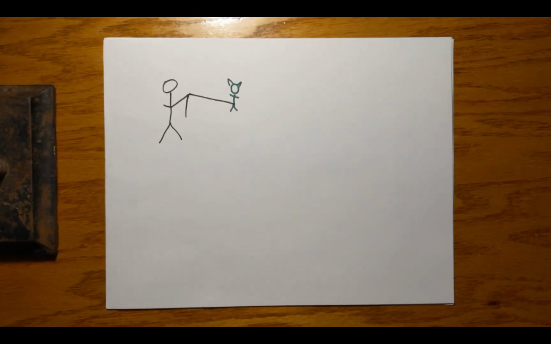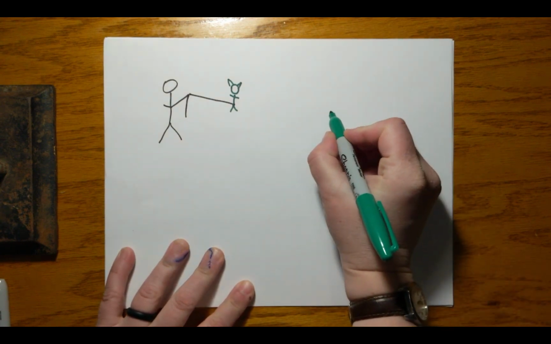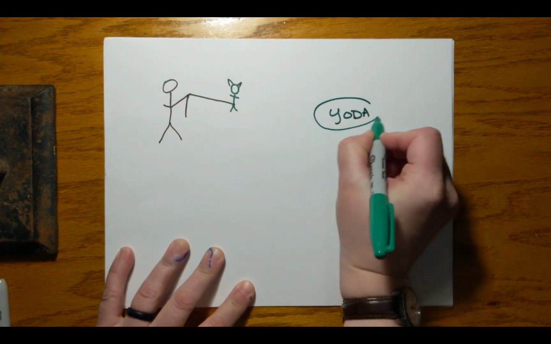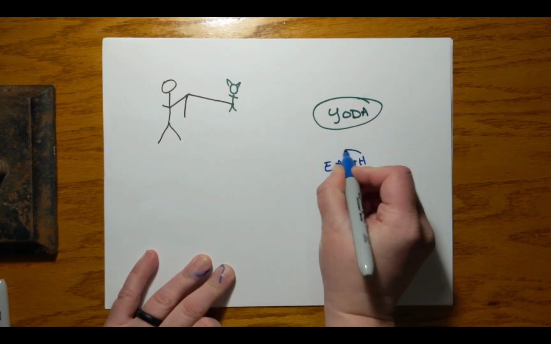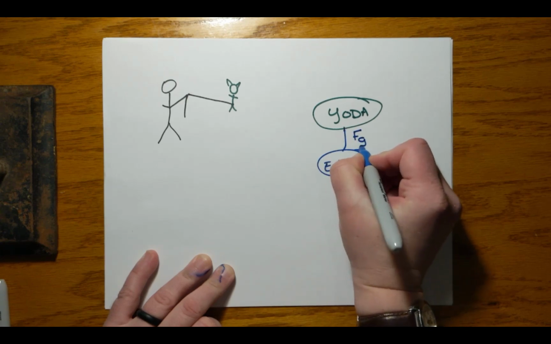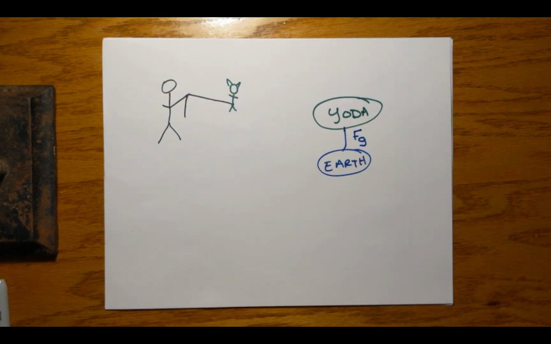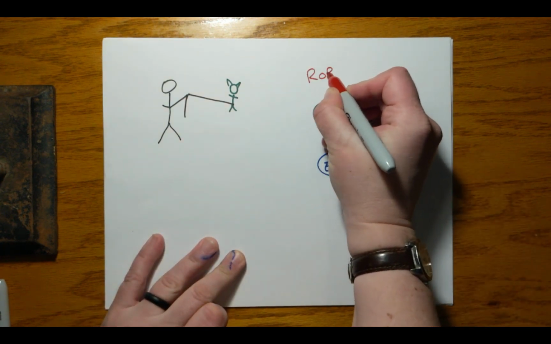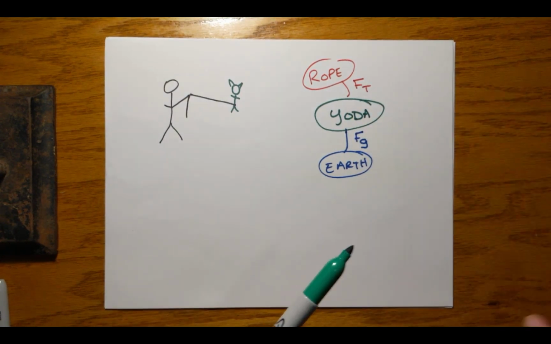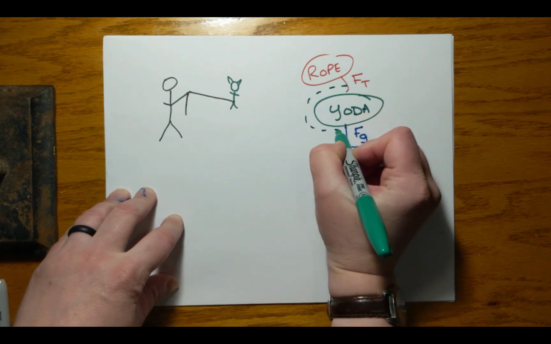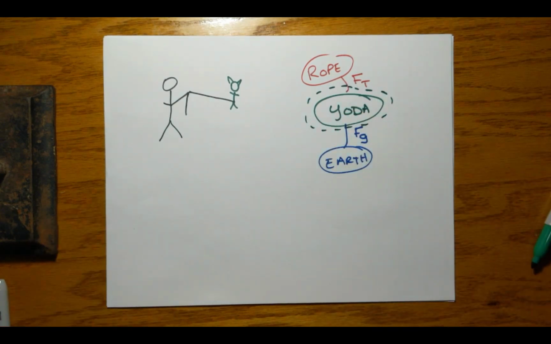All right, I've switched over to my document camera view to think through the forces. So I've got a little diagram of Yoda spinning in a circle. And the first thing I want to do is an interaction diagram. So I've got Yoda, and Yoda is interacting with the Earth through a force of gravity, and Yoda is interacting with my rope, which exerts a tension force. All right, and then I'm going to define Yoda as my system.